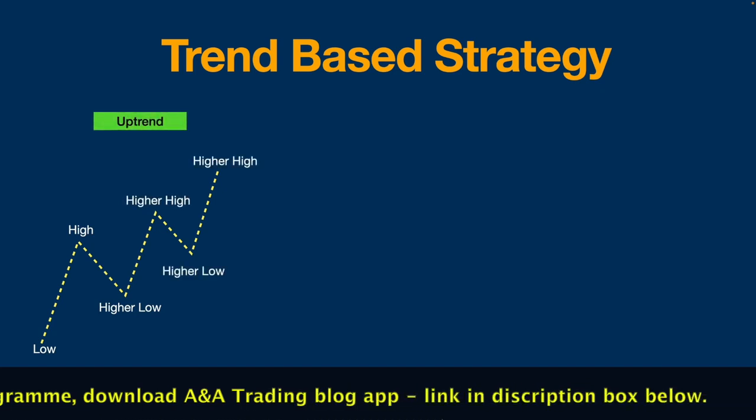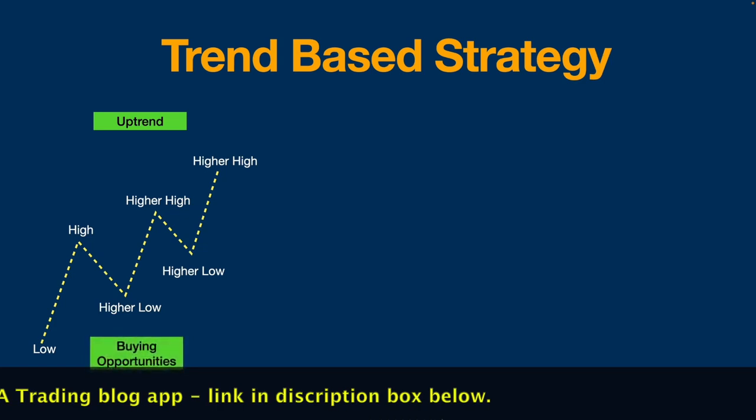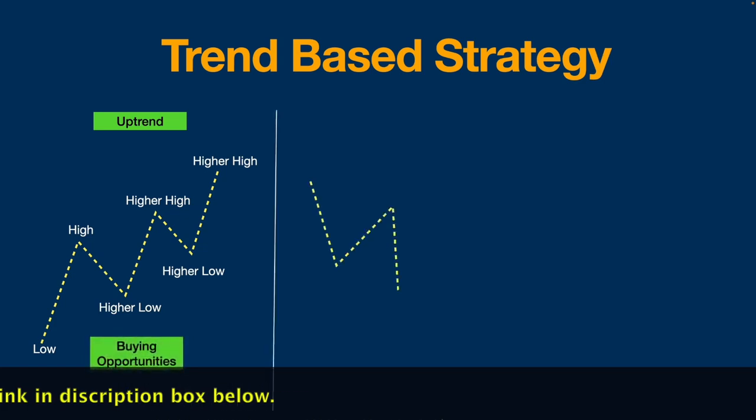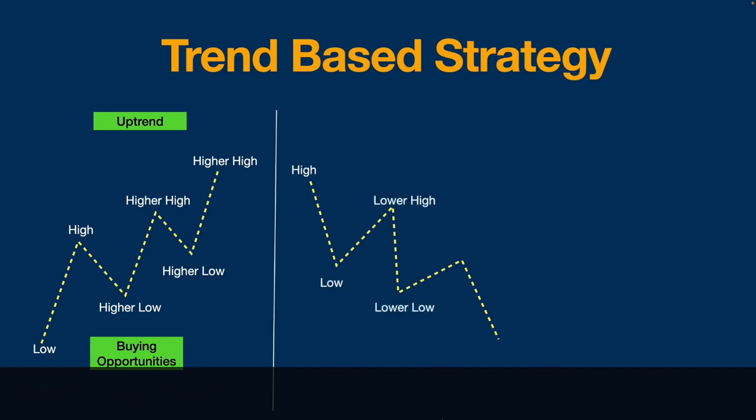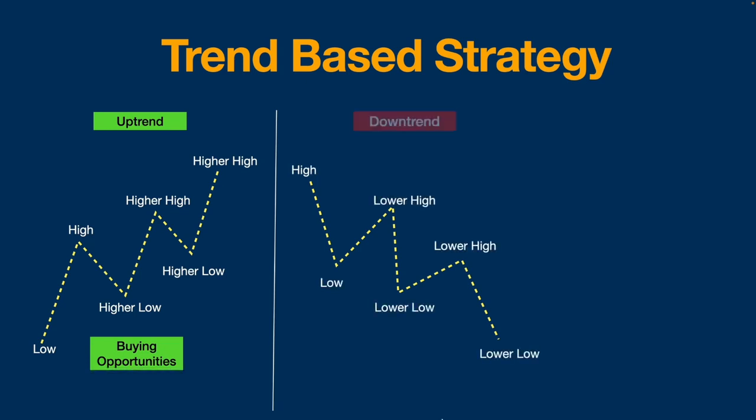At this time, we look for buying opportunities. Now, if the market is making a movement like this, forming lower highs and lower lows, this simply means the market is in a downtrend. At this time, we look for selling opportunities.